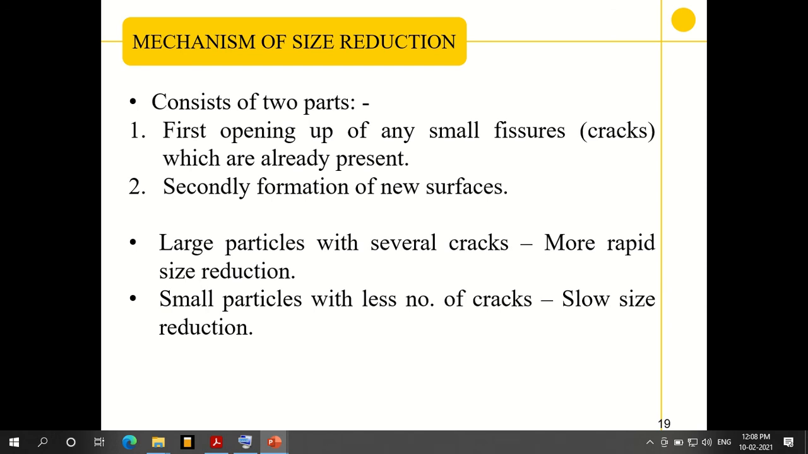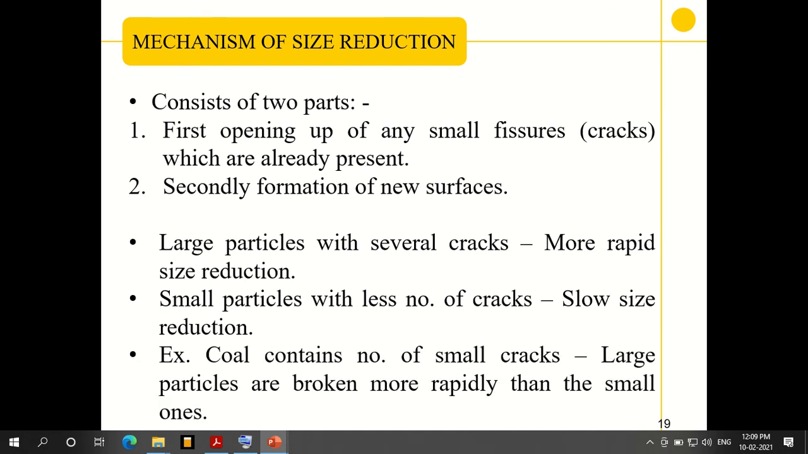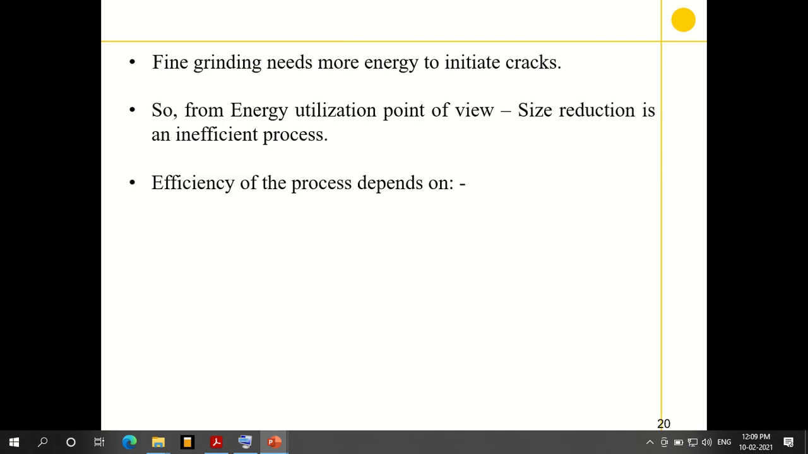A large particle with several cracks will obviously break down fast. If a small particle has very few cracks, then the breakdown will need more energy for its size reduction process. So this is what the mechanism of size reduction includes. It consists of two parts: first, opening up any small fissures which are already present, and secondly, formation of new surface. This you can understand properly as I have explained in theory.